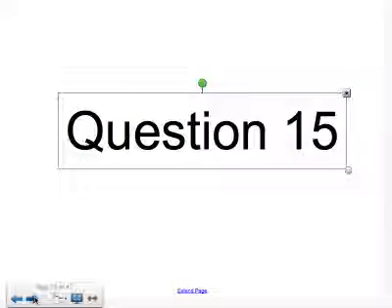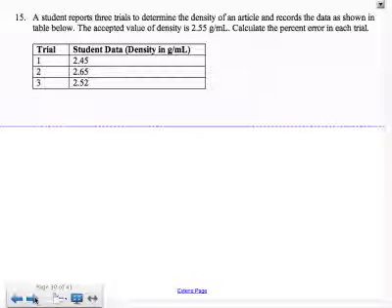Number 15. A student reports 3 trials to determine the density of an article and records the data shown. The accepted value is 2.55. Calculate percent error in each trial. Okay, so you have to do 3 calculations here.